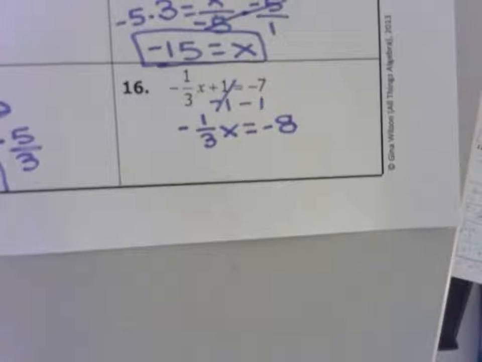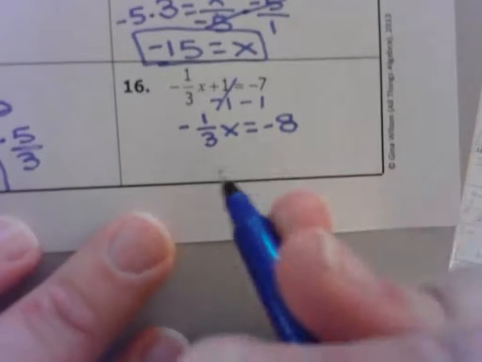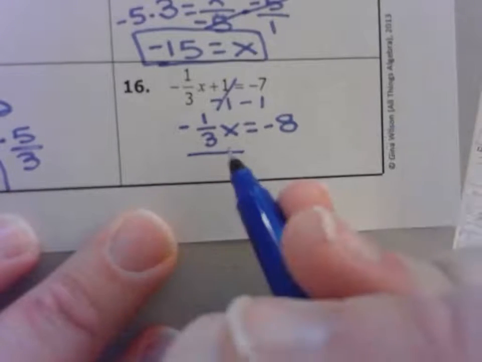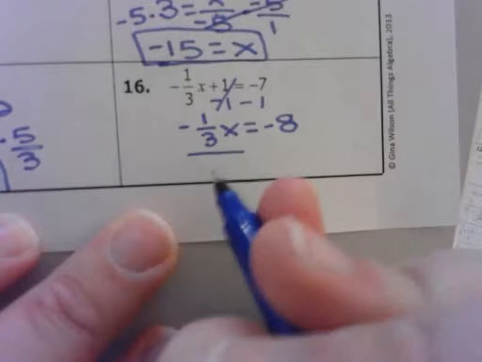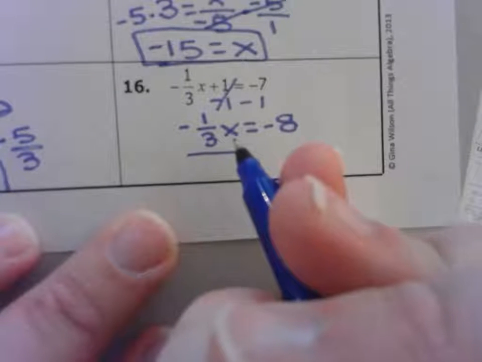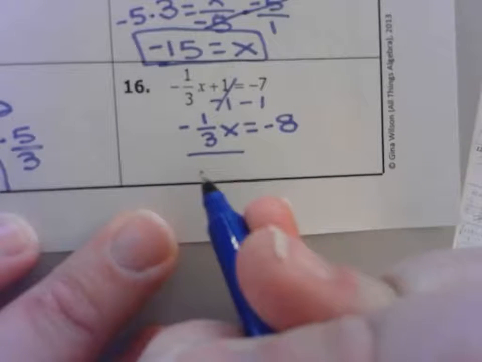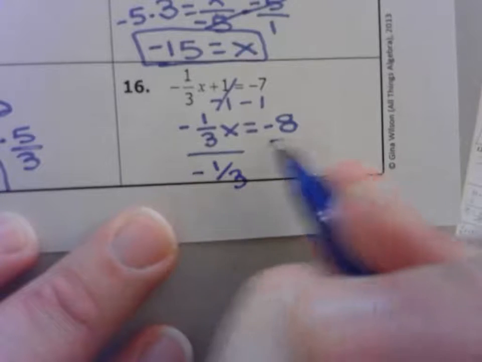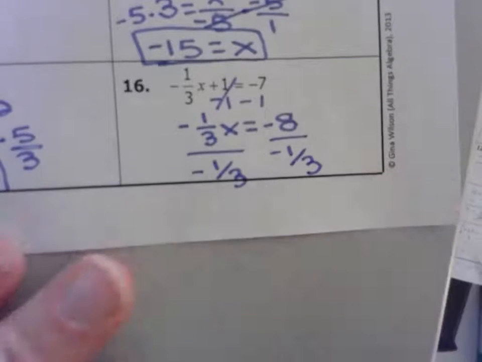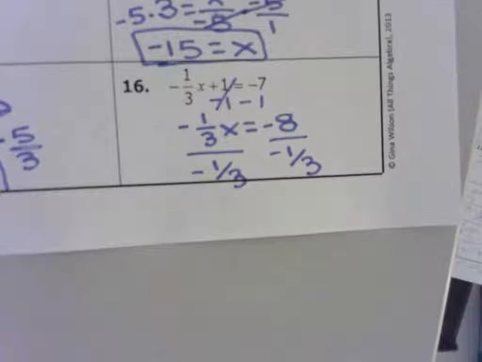Awesome. I need to get rid of the negative 1/3. Isaac, how do I get rid of the negative 1/3? Couple options. No, I want to get x alone, so how do I get rid of the negative 1/3? Divide by negative 1/3. Yep. You could also have multiplied. What's the reciprocal of negative 1/3? Negative 3. You could also multiply by negative 3.